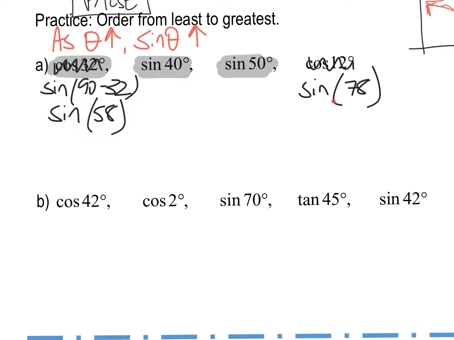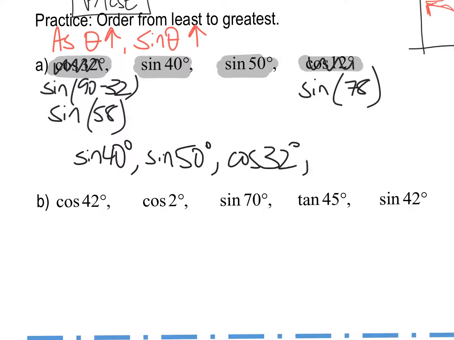And the last one is the sine of 78, which is the cosine of 12. So those are the 4 things that I'm writing in order. So sine 40, sine 50. The next one was cosine 32, and I changed that into sine of 58. And the last one was cosine of 12, which I changed into sine of 78.